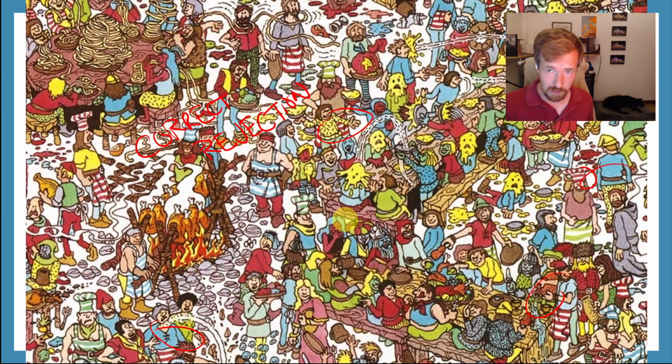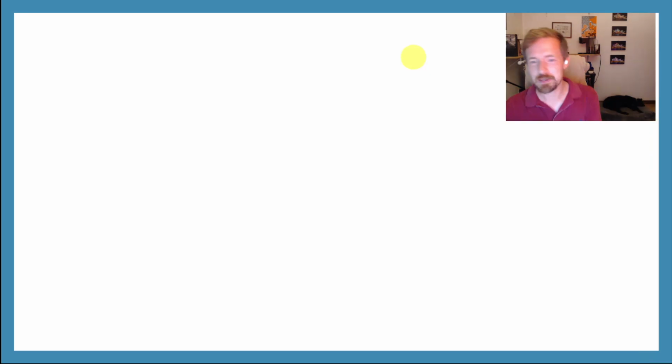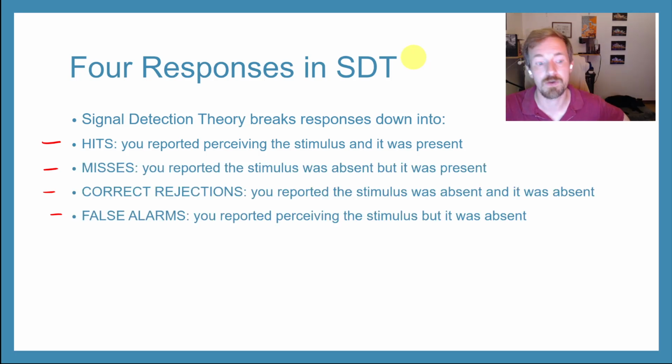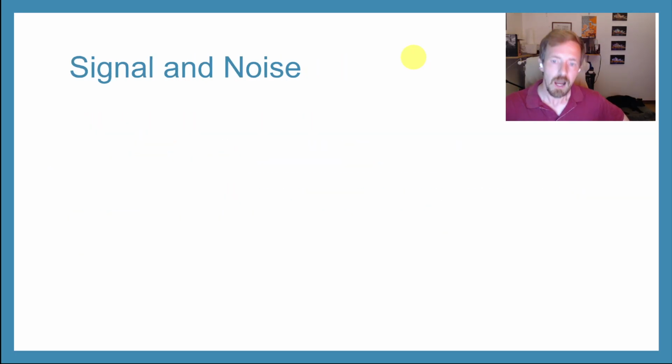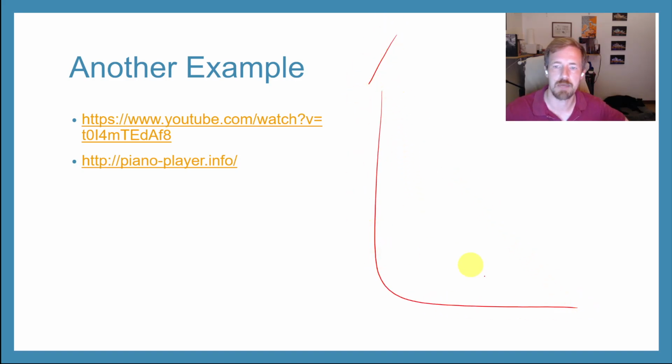But it's also going to result in you having a lot of correct rejections, where you now look at this guy up here in the top right-hand corner, and you say, nope, that's not Waldo. Whereas somebody who is more eager and more Waldo happy is going to be likely to say that something that looks kind of like Waldo is in fact Waldo.